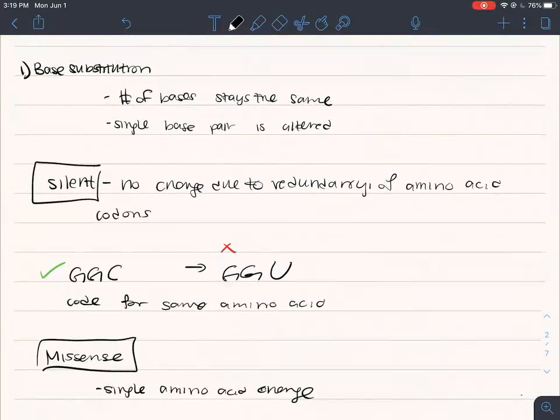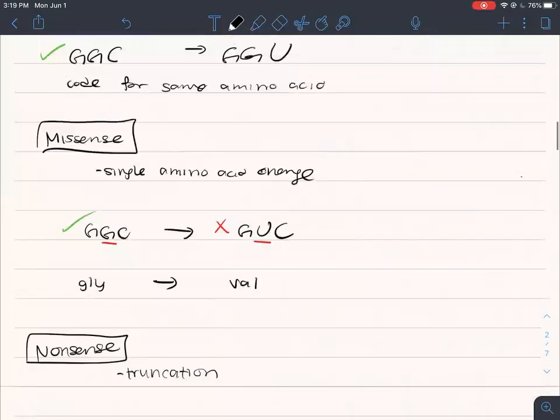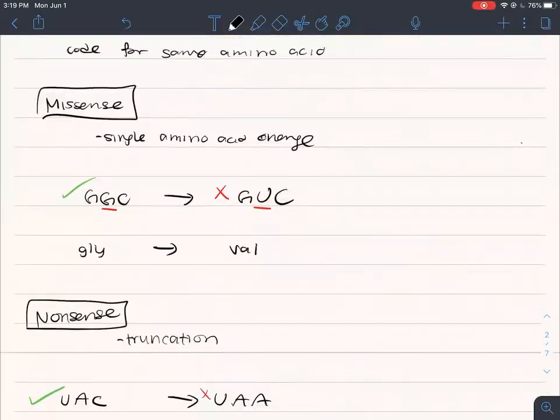Silent: you could change one base pair, but it can still code for the same amino acid. That's why it's called silent. You don't really even notice it because nothing really changed, but it's still a mutation. The second one is missense, which is where one change could change the amino acid that you're coding for.